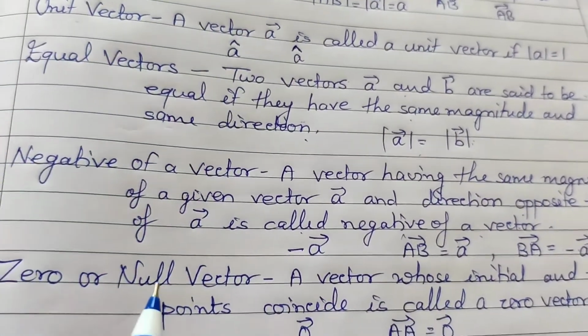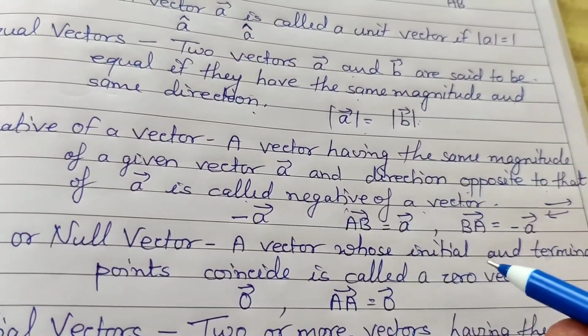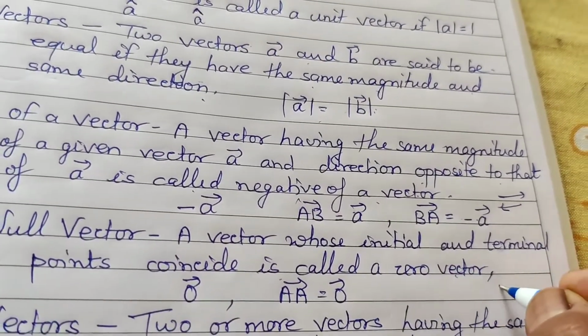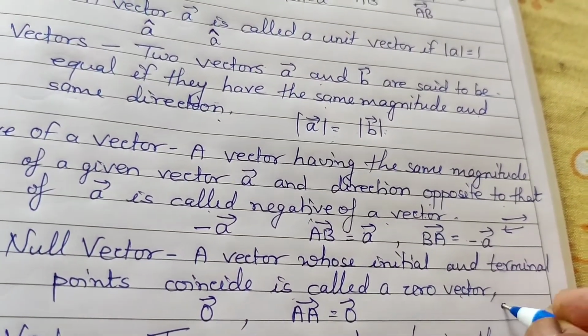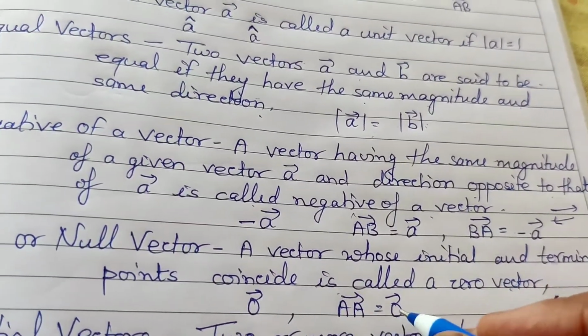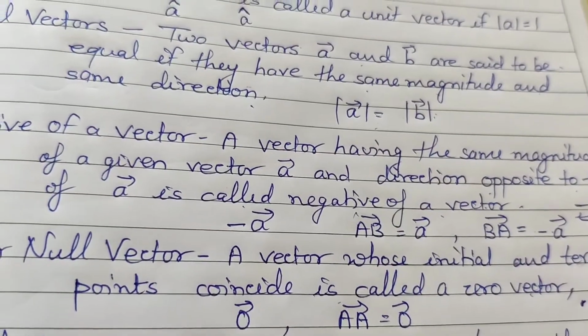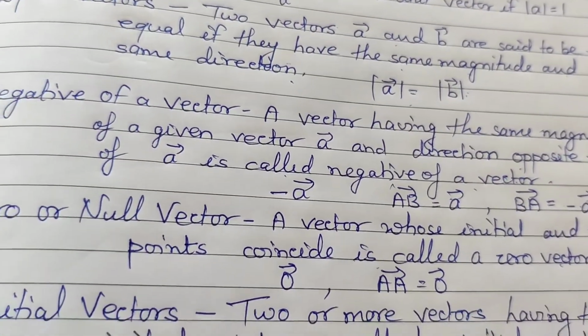Okay. Null and zero vector. A vector whose initial and terminal point coincide is called a zero vector. It means start and end at this point. This is a point vector like a equal to 0. The vector whose initial and terminal point coincide is called a zero vector.